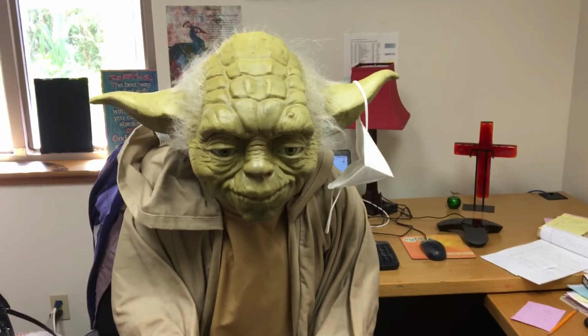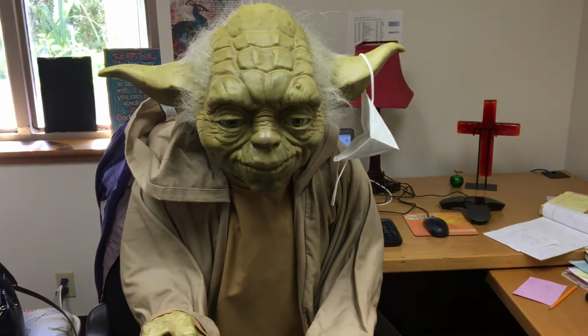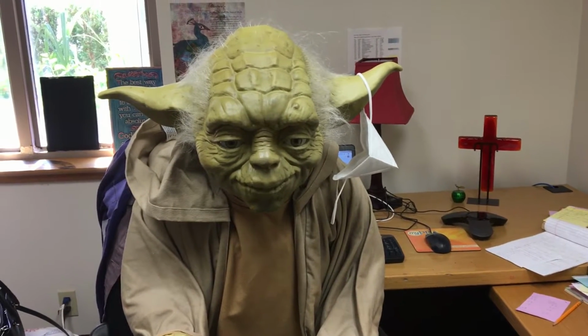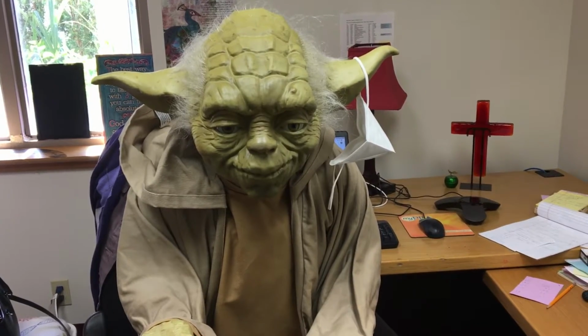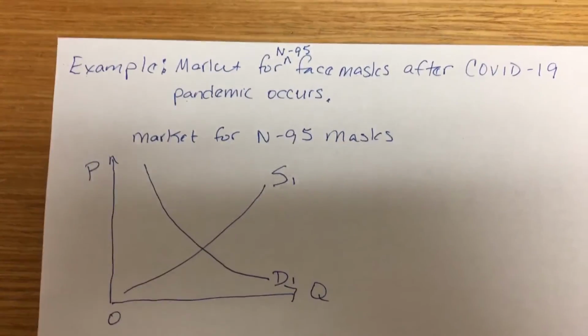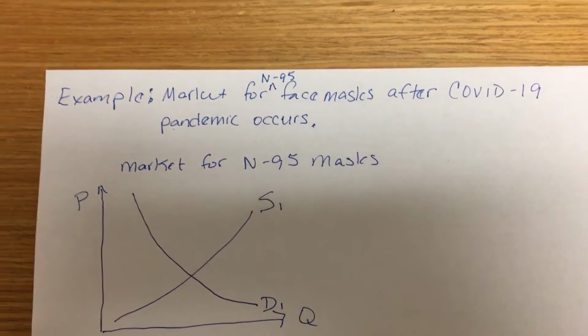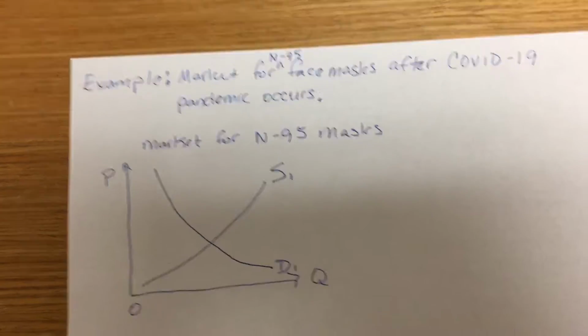All right, my teaching assistant Yoda is going to help us out on understanding how to go about interpreting changes in supply and demand using a graph. So let's take a look at the example he has come up with. All right, let's take a look at the market for N95 face masks after the COVID-19 pandemic occurs.